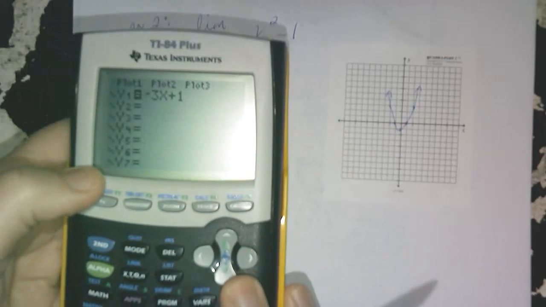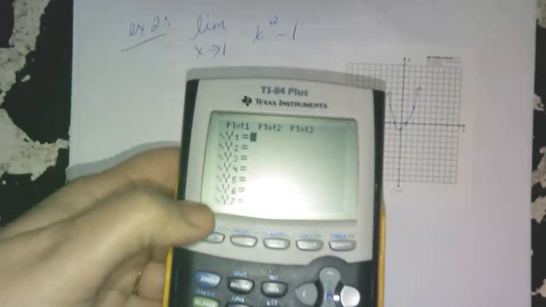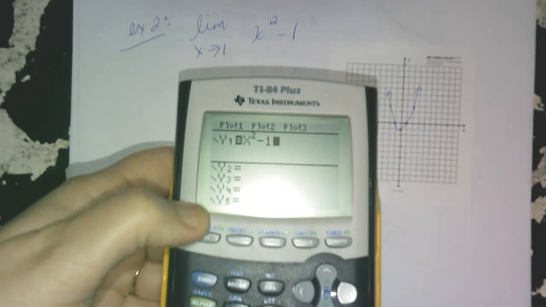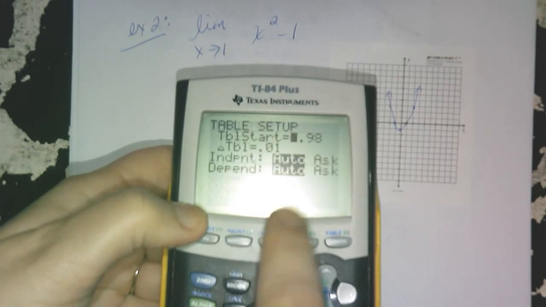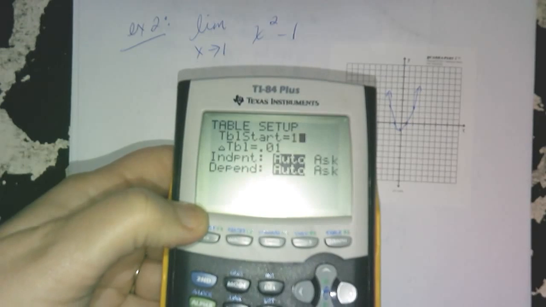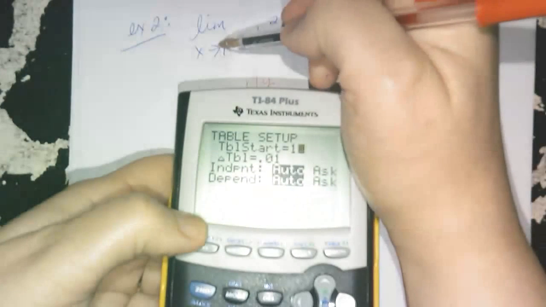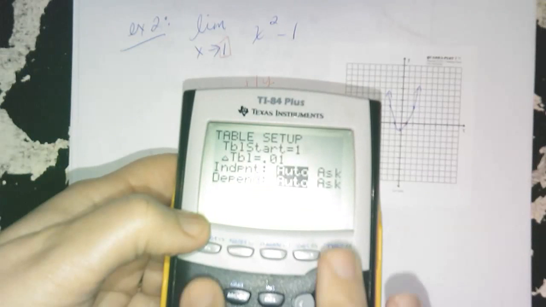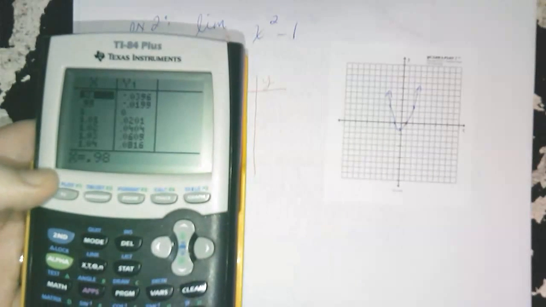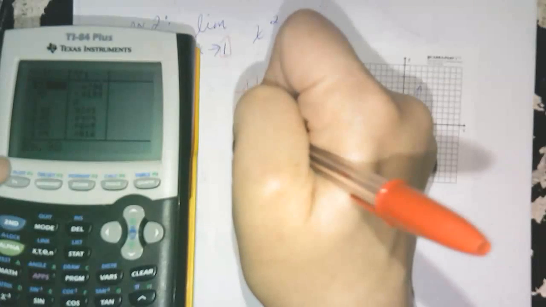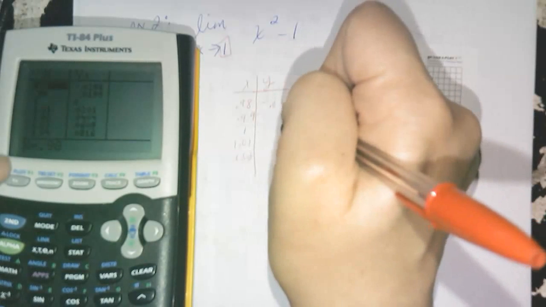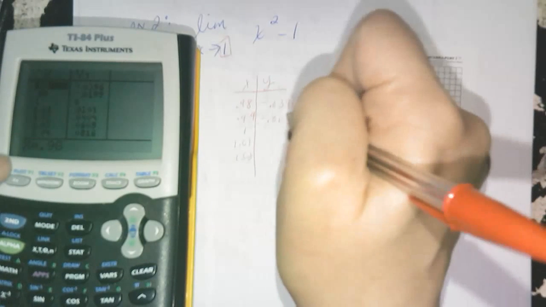In the Y equals, you're going to type x squared minus 1. Then you're going to go to your table and you're going to start it at 1. This is your start. Look at your table, go up 2, and you write this down: 0.98, 0.99, 1, 1.01, 1.02. Tell me, what does it look like the Y values are approaching?